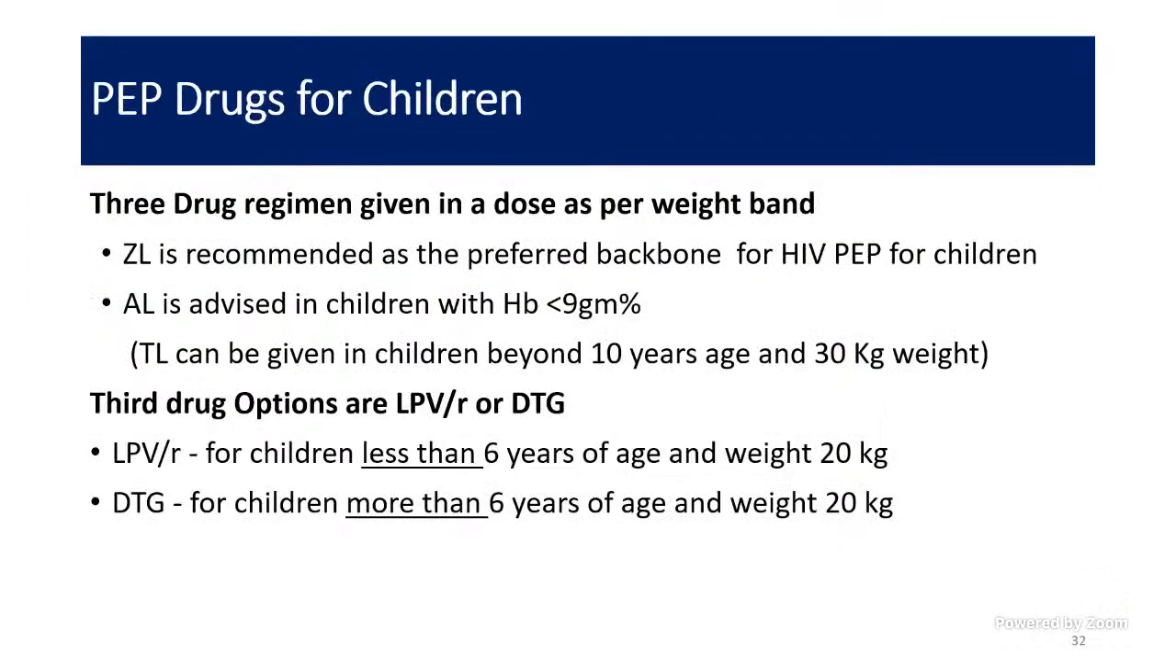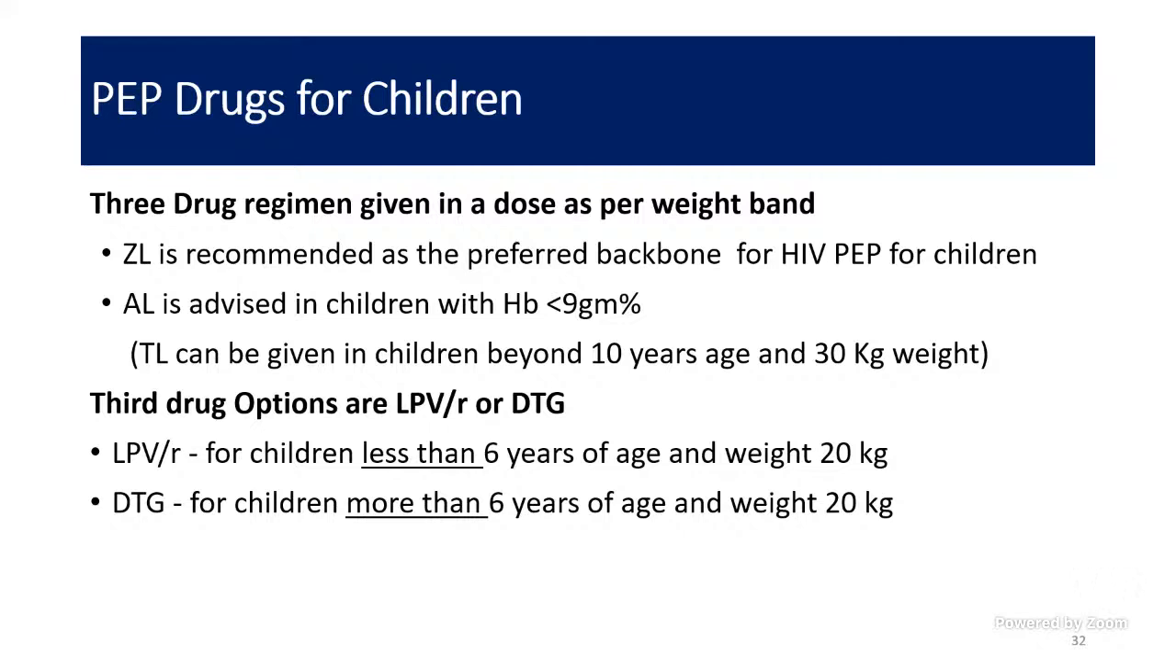And PEP for children is slightly tricky because we cannot give dolutegravir to the smaller children. So for the smaller children, we will be giving lopinavir-ritonavir. And for children aged more than 6 years and more than 20 kg weight, we can always go for dolutegravir. But we cannot give TL again to children less than 10 years of age. For those children, we have to give basically abacavir and lamivudine. ZL is recommended. It is also in the slide and in the guidelines, but ZL is hardly available anywhere in the program, and it's not even available in the market nowadays.